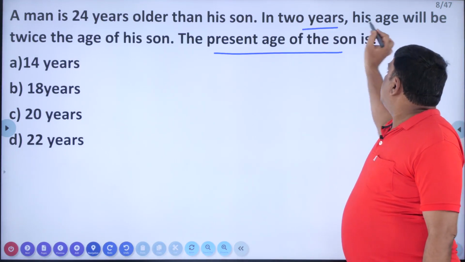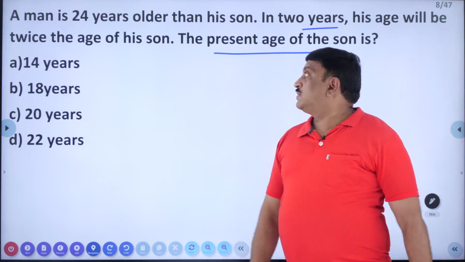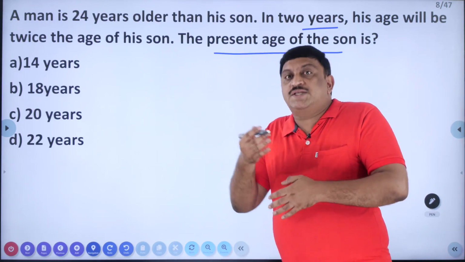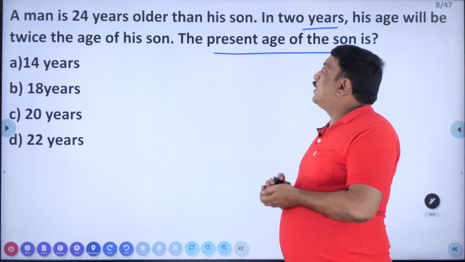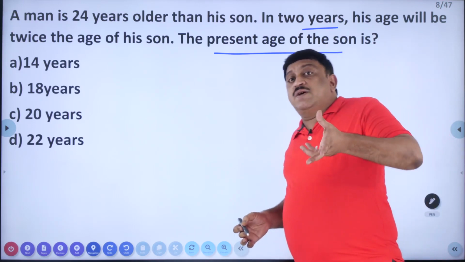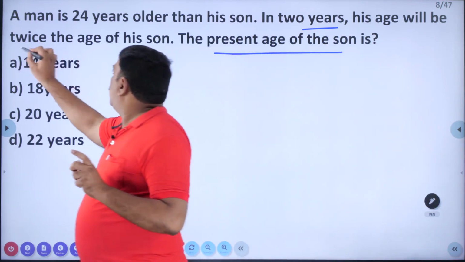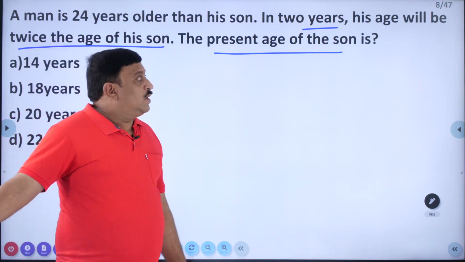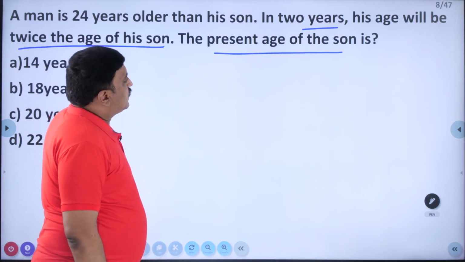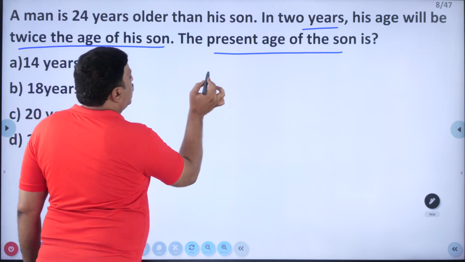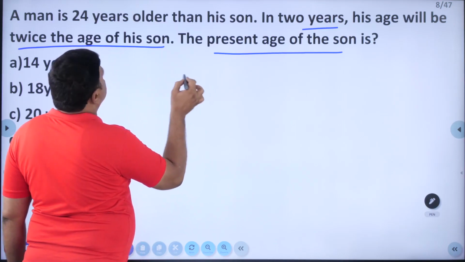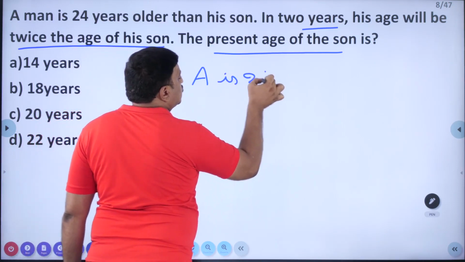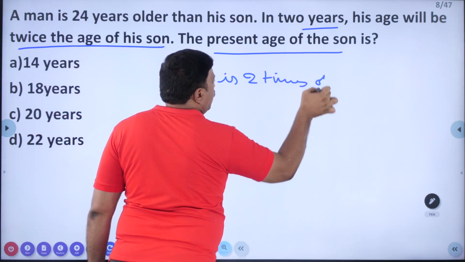But in 2 years, his age will be twice the age of his son. In 2 years. What do you mean by in 2 years? It means after 2 years, in the future. The ratio: he will be twice the age of his son. What do you mean by twice? It means 2 times. So here, find the present age of the son. First of all, let us learn: if I say A is 2 times of B.